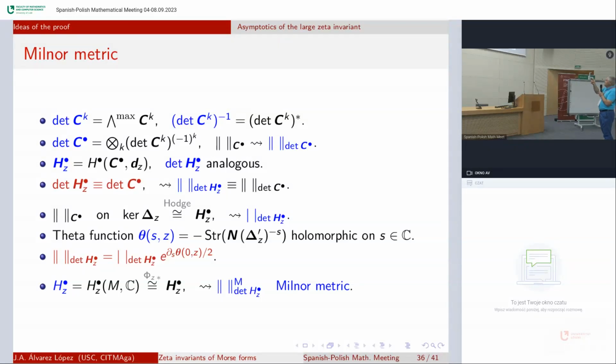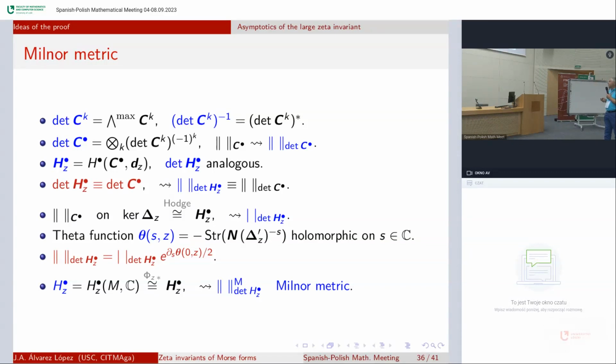And the norm we have in the Morse complex induces a norm in the determinant of the Morse complex, because if you have the orthonormal frame I have defined for the Morse complex, and then if we take tensor products of the elements of that frame, we get an element of norm 1 in the determinant.